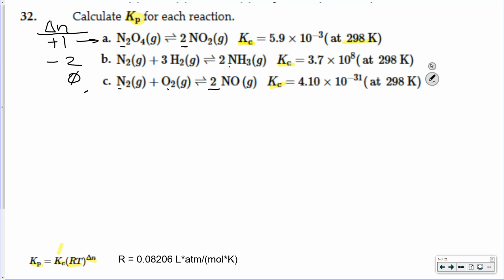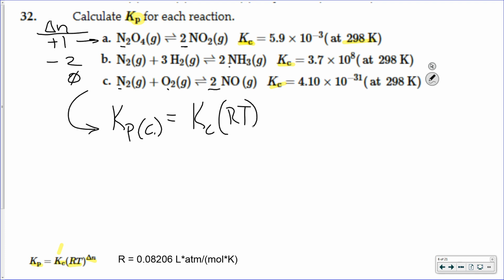So for number C, the K sub P for number C, when I throw that into the equation, K sub C is equal to RT raised to the delta N power, but delta N is 0. That means this term drops out and becomes 1. K sub C equals K sub P in this case. So this term just equals the K sub P. If it's something other than 0, we've got to plug it in.